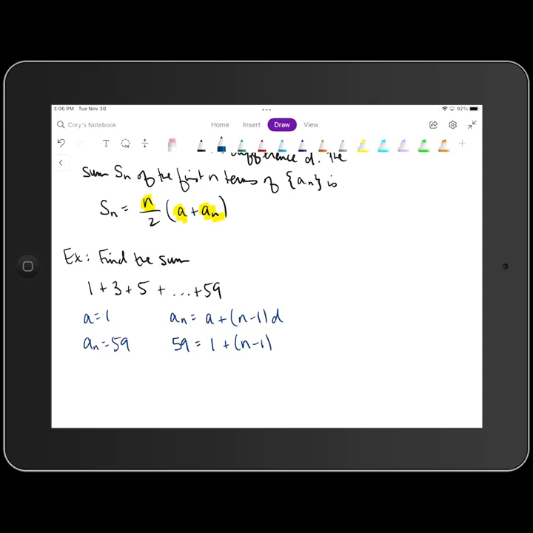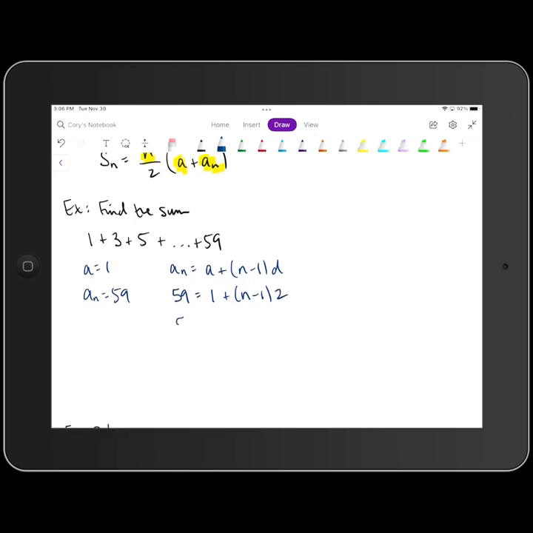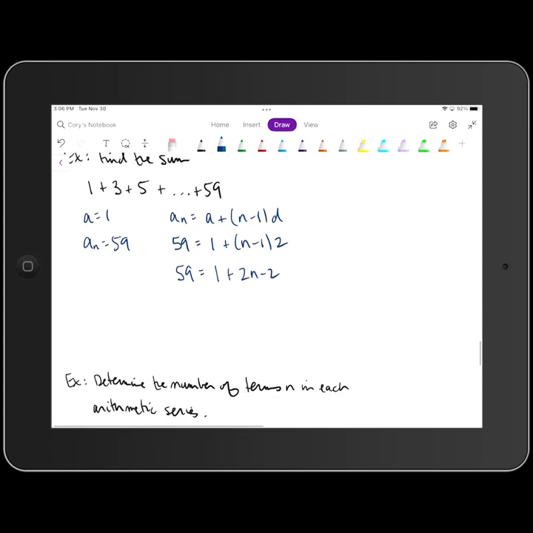Because this is an arithmetic series, we can determine what the common difference d is. To go from one term to the next in the sum, we are going to add 2. So that's going to make 59 equal 1 plus, when I distribute 2, we get 2n minus 2. And then if I want to solve this equation for n, when I take 1 minus 2, that's negative 1. So I'm going to add 1 to both sides. So that's going to make 60 equal to n, which makes n equal to 30.